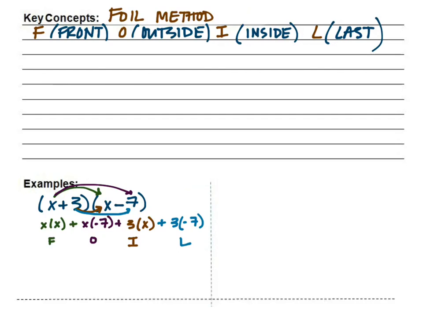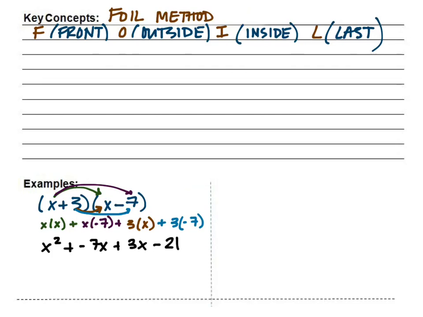As you can see, this spells out FOIL, so it's a nice acronym to help you remember which terms to multiply and how to go about simplifying. So this is a method that we use to distribute. If I get rid of these extraneous letters, we can simplify this even further to have x squared plus negative 7x plus 3x minus 21.